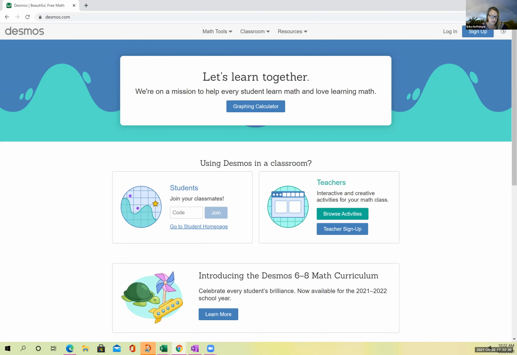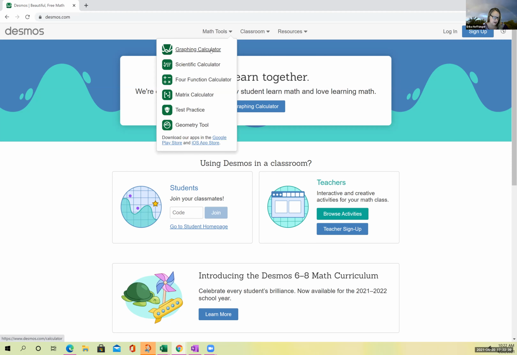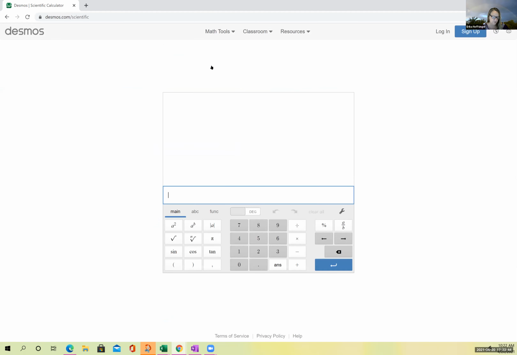Okay, so I pulled up Desmos, and once you get into the website, they've changed it a little bit. You're going to go to their math tools, and we're going to go to their scientific calculator. We're going to define the function, and our function was f of x is equal to x cubed minus 3x squared minus 24x plus 5.